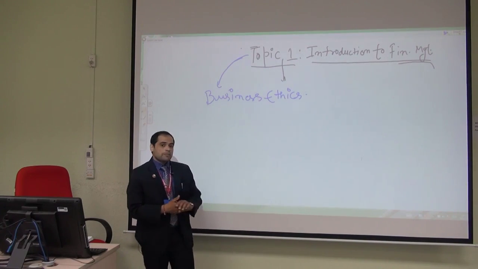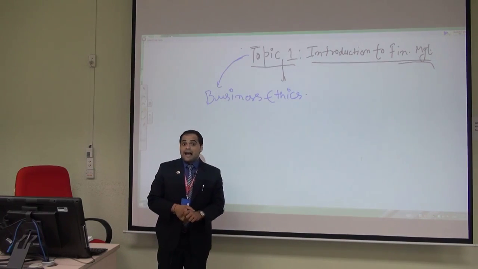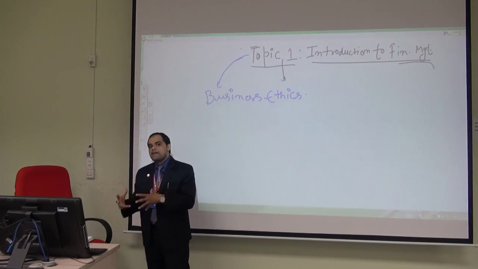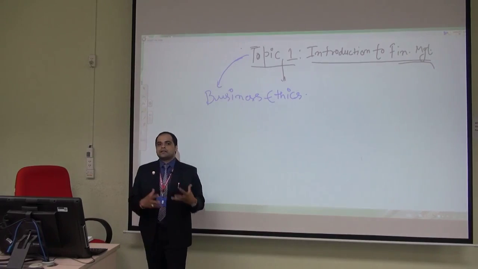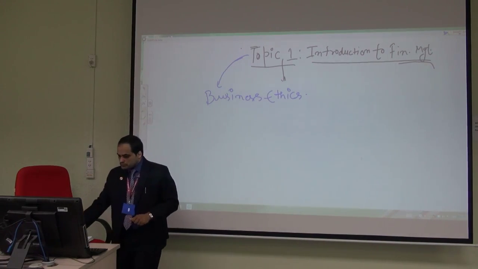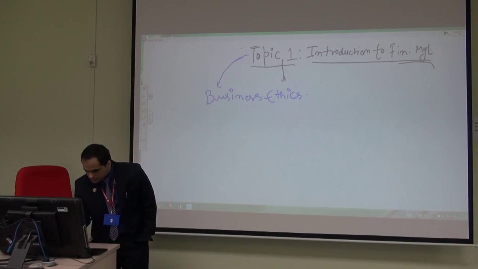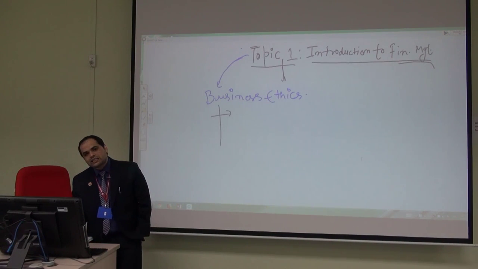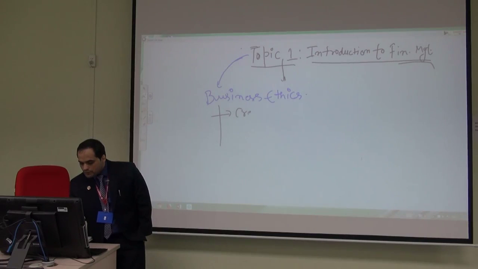So here I'm going to give you some examples of unethical activities or unethical behavior that people adopt in different situations, right? So the first example is creative accounting.